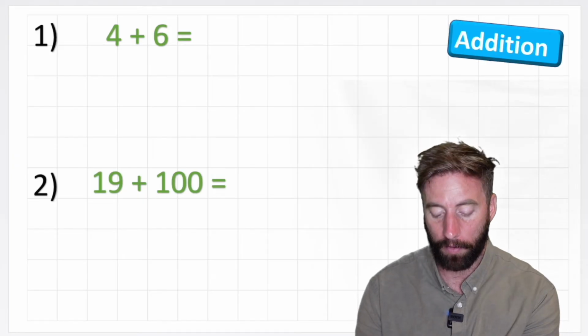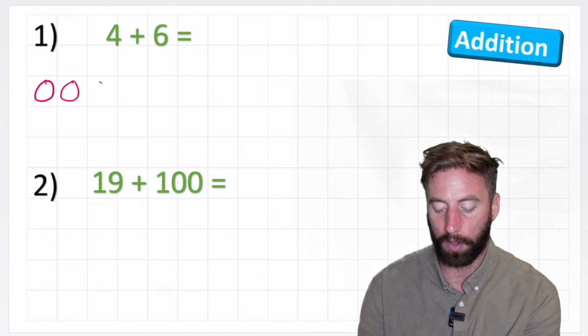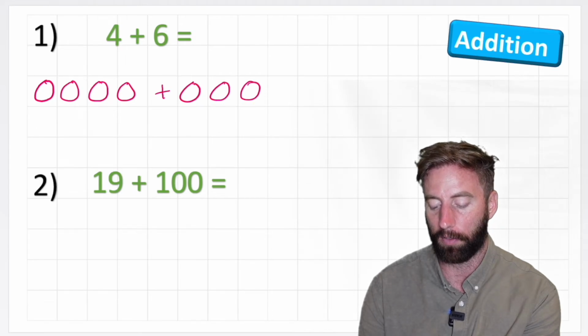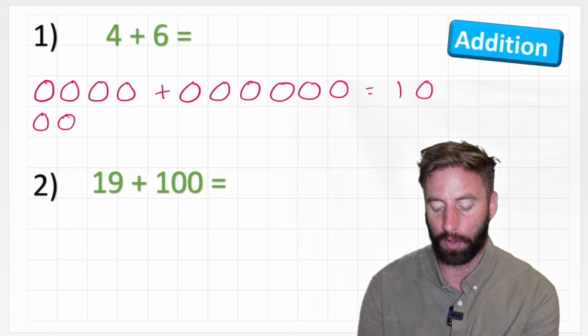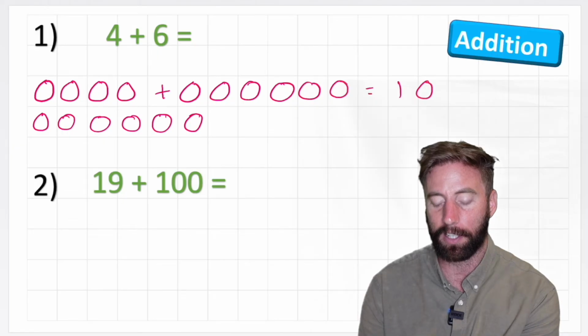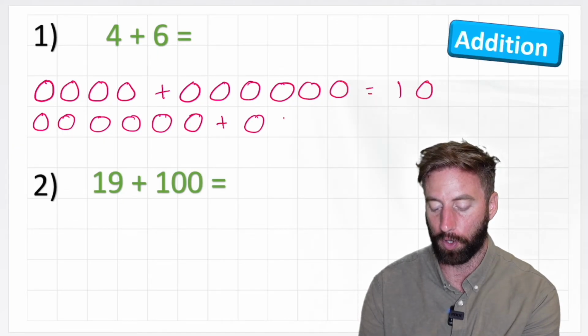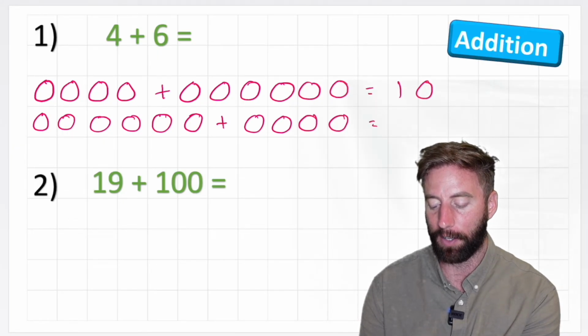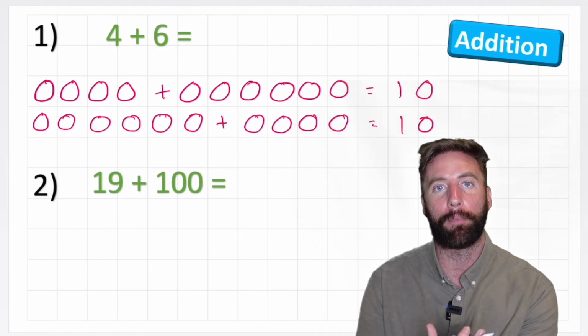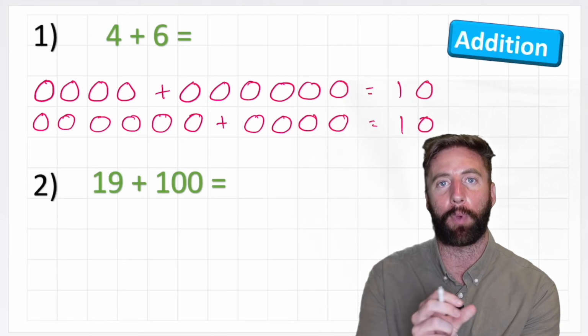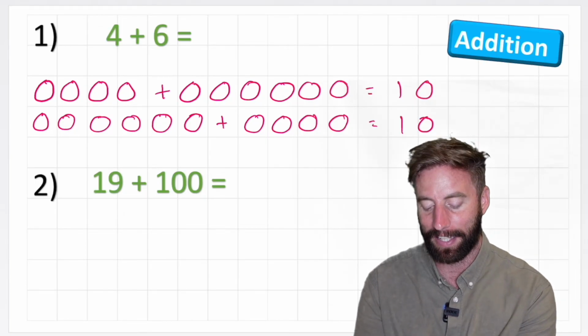Let's look at it another way. If I have 4 balls, 1, 2, 3, 4, and I add 6, 1, 2, 3, 4, 5, 6, it gives me a total of 10. And it's exactly the same as if I have 1, 2, 3, 4, 5, 6 at the start, and 1, 2, 3, 4. I still get a total of 10. So addition questions are commutative. It doesn't matter which way around we put our question, we're still going to get the same answer.